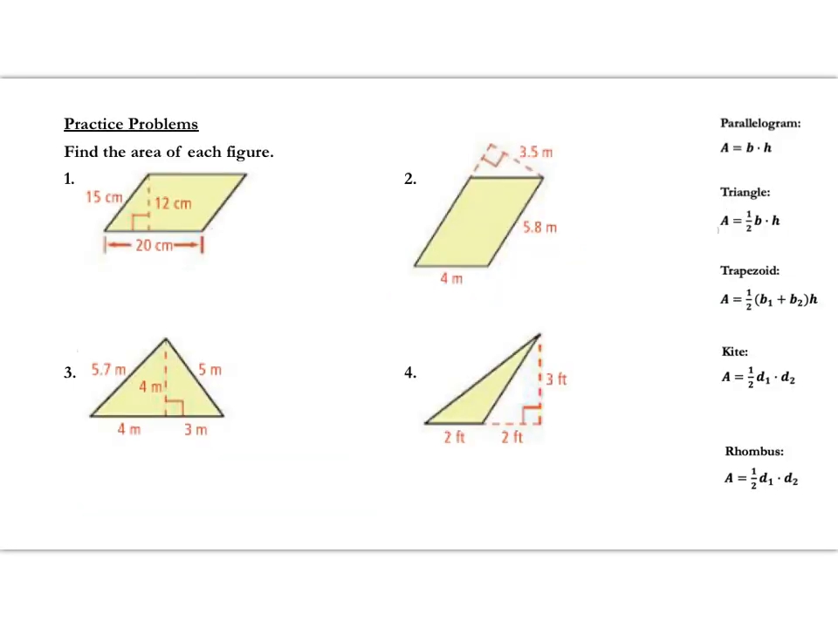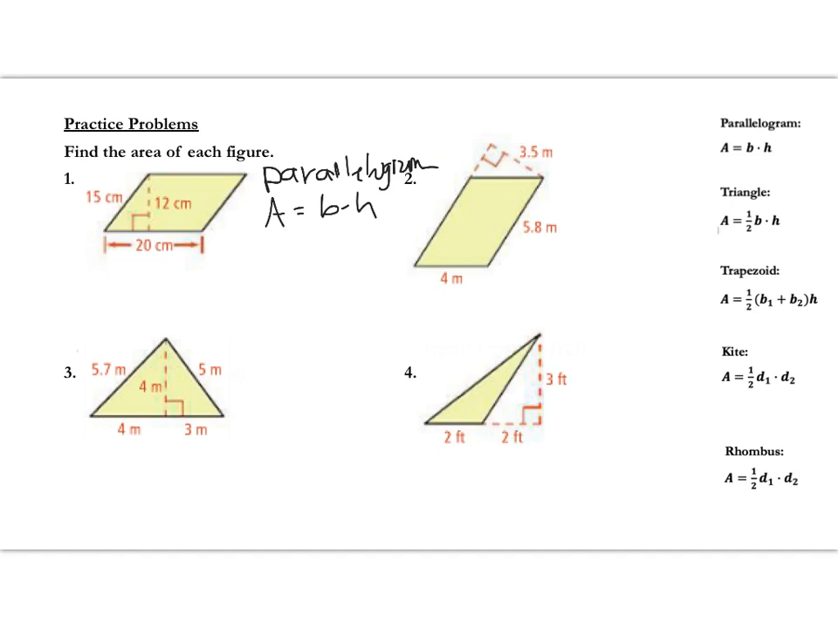So here's our first example. We want to find the area of the figure. So the first thing you do need to determine is what kind of figure it is. This first one happens to be a parallelogram. So the parallelogram formula says that the area is base times height. You just need to pick the correct numbers.